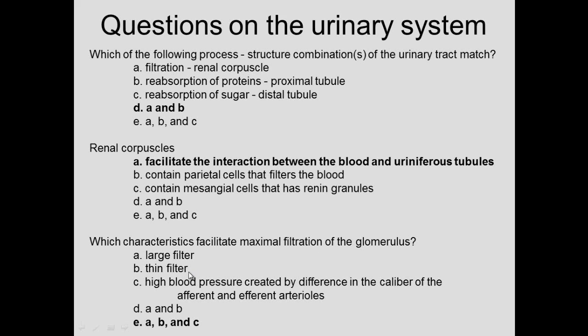Which characteristics facilitate maximum filtration of the glomerulus? Large filter? Yes. Thin filter? Yes. High blood pressure created by a difference in the caliber of the afferent and efferent arterioles? Yes. The answer is E, A, B, and C.